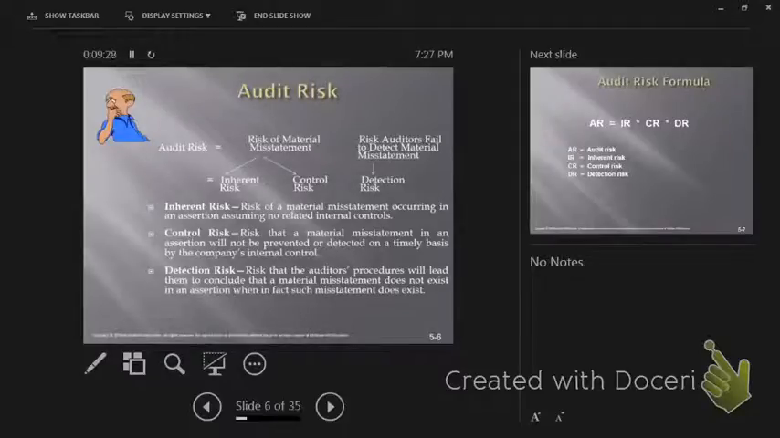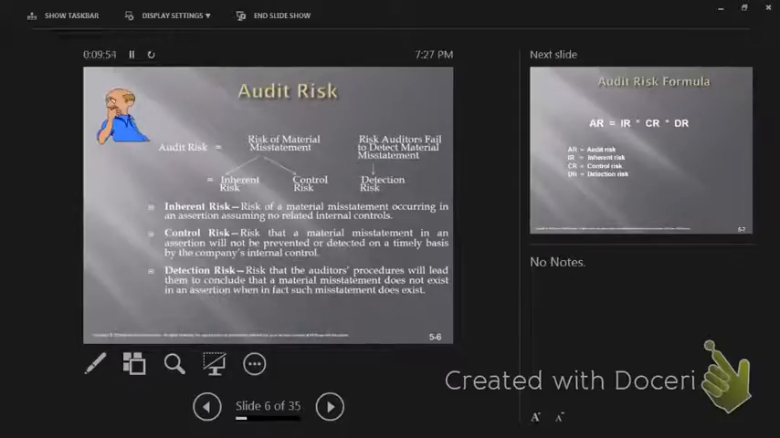And then detection risk is the risk that the auditors will not catch it. So that one's different than inherent and control. Detection risk is the risk that the auditors will not detect or conclude that there's a material misstatement. So basically, I'm going to say the audit was fine, when in fact the audit was not fine. So that one falls on the auditor.